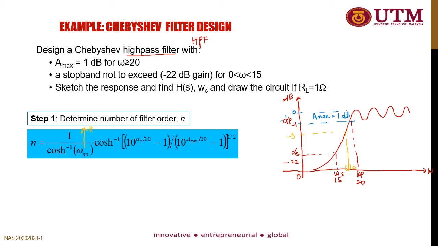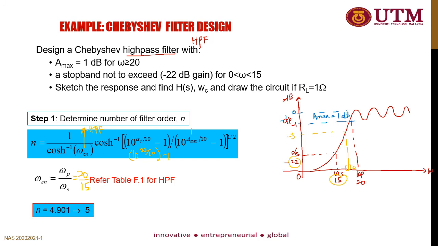So for the high pass filter, what's the equation for omega Sn? Alpha S is given as negative 22, so you need to replace alpha S with 22 divided by 10 minus 1. And Mx is given as 1 dB. From table F.1, omega Sn for the high pass filter is omega P over omega S. Omega P is 20 in this case, divided by omega S, which is 15.